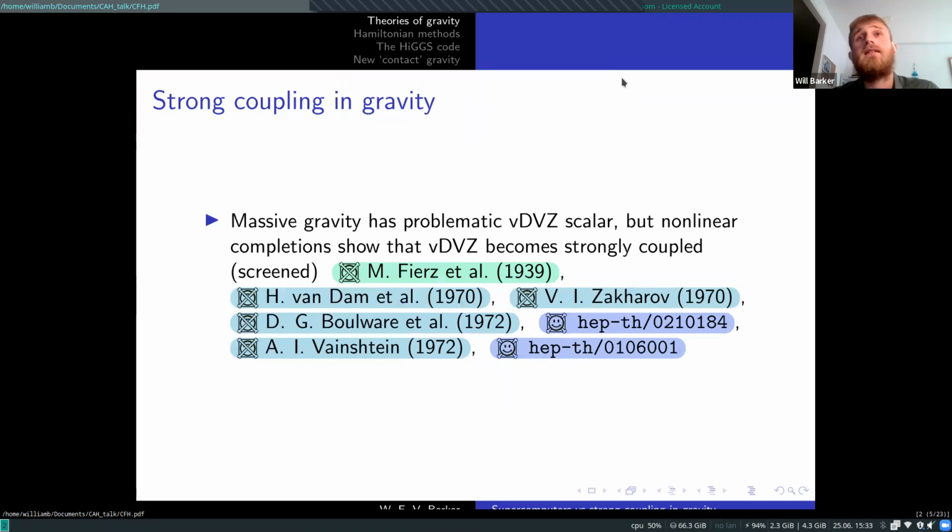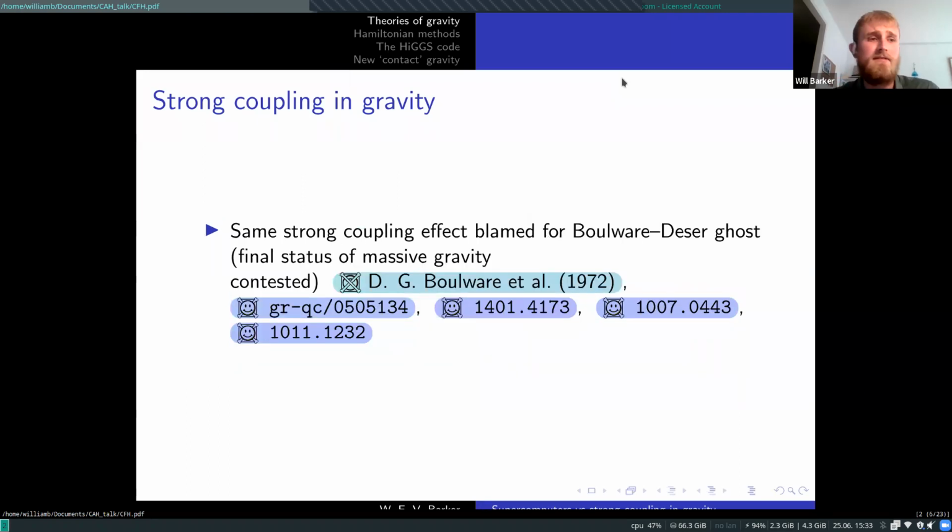Perhaps most famously in massive gravity theories. Massive gravity in the linear theory has this scalar mode, which is theoretically problematic, but actually there are strong coupling effects when you go over into non-linear completions of massive gravity, which apparently screen the scalar mode. Even in this case where strong coupling is thought to be beneficial, there are potentially some problems with unitarity, although this is quite strongly contested.